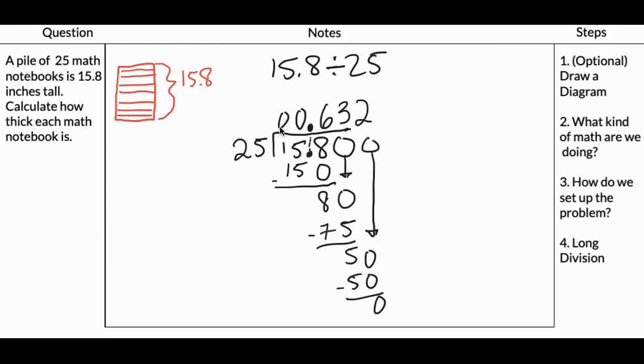So once we've done our long division here, we should see that our answer is 0.632. But let's answer the question here and make sure that we know that we were asked how thick each math book is. So we know that this is 0.632 inches tall. Each math book is this tall.